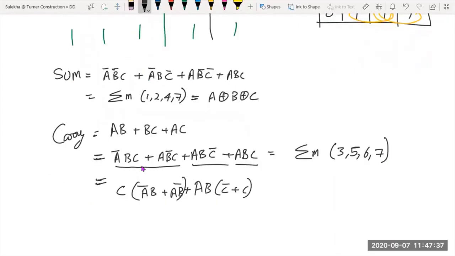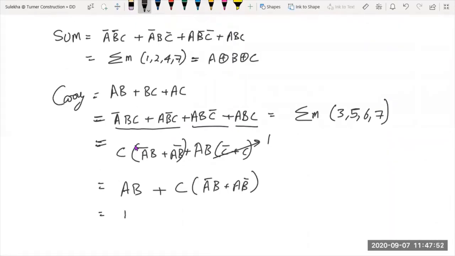So if I solve c bar plus c, that is equal to 1. So the same thing I can write as ab plus c into a bar b plus a b bar, and this is nothing but ab plus c a XOR b. In this way, I can write my carry expression in the form of XOR of AB also.